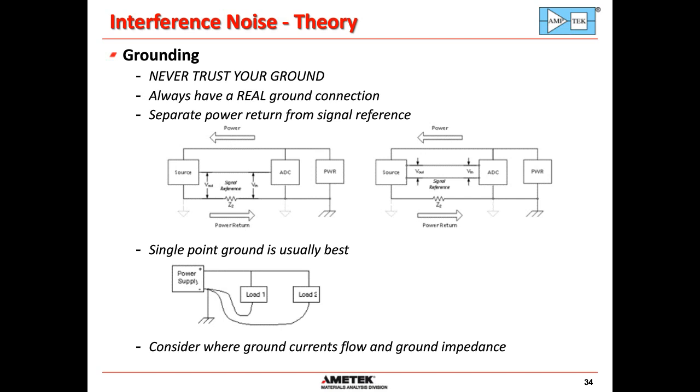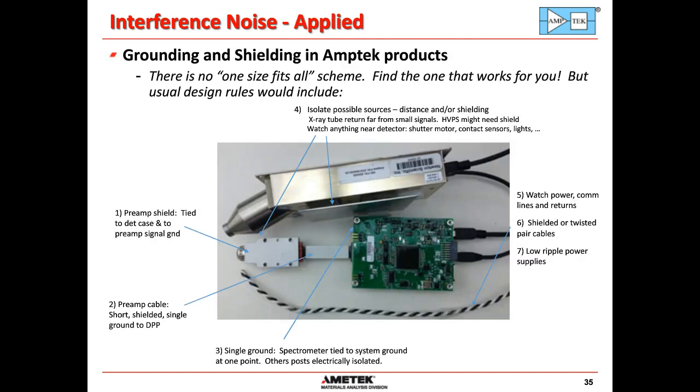This shows some typical design rules for grounding and shielding. There's no one-size-fits-all scheme for minimizing interference, but there are some typical good practices. For example, here we have the preamp. It's shielded, where it's tied to the detector case and to the preamp signal ground. You typically want the case of the preamp tied to the signal ground. That goes back to the signal processor. The signal processor has a single point ground to my whole system and to earth ground. The preamp cable is as short as possible, and shielded with that single ground to the DPP.